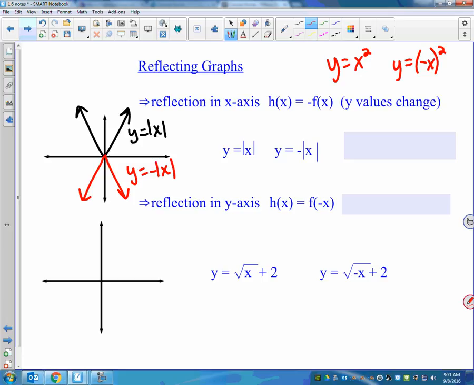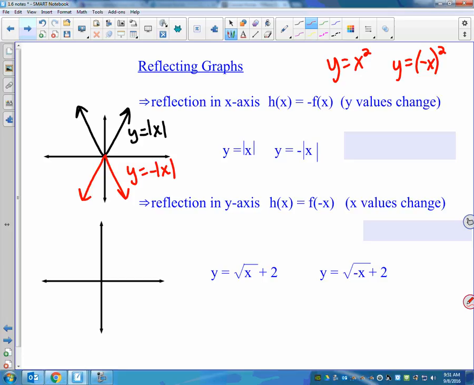But if it's not already like that, then that means your x values are going to change, which means it's going to flip over the y-axis. So negative on the outside is over the x-axis, negative on the inside is over the y-axis. And I kind of put a double one here of, this one's already the normal square root graph up 2. This one's also up 2, but I put a negative on the inside.